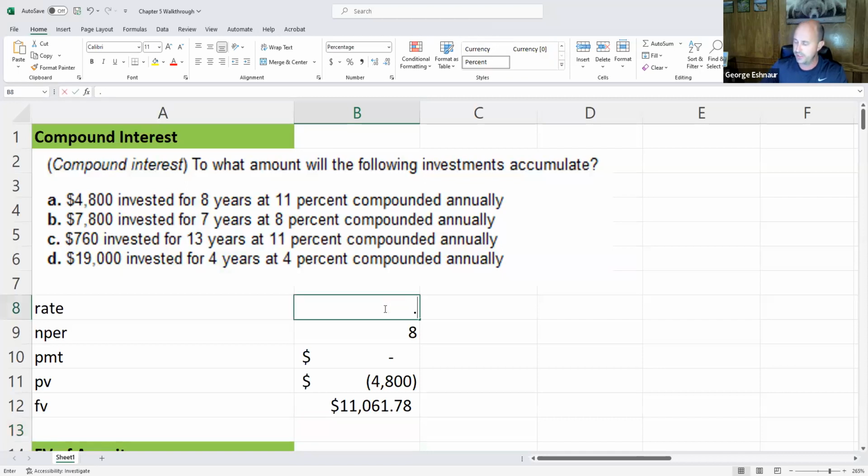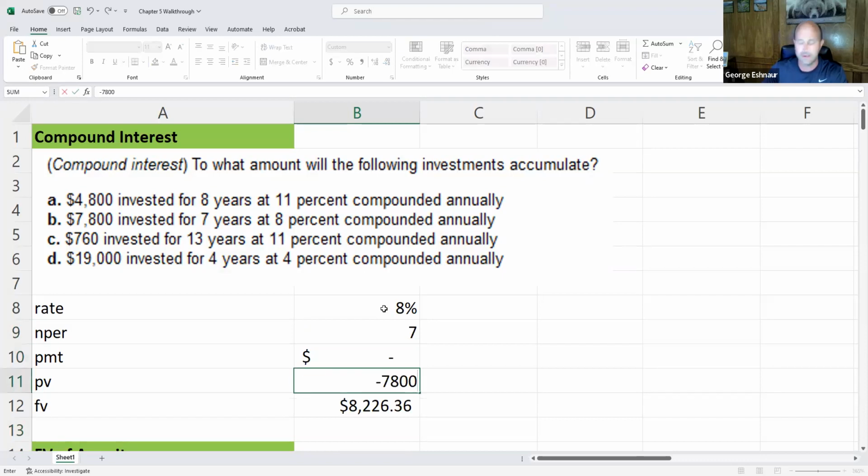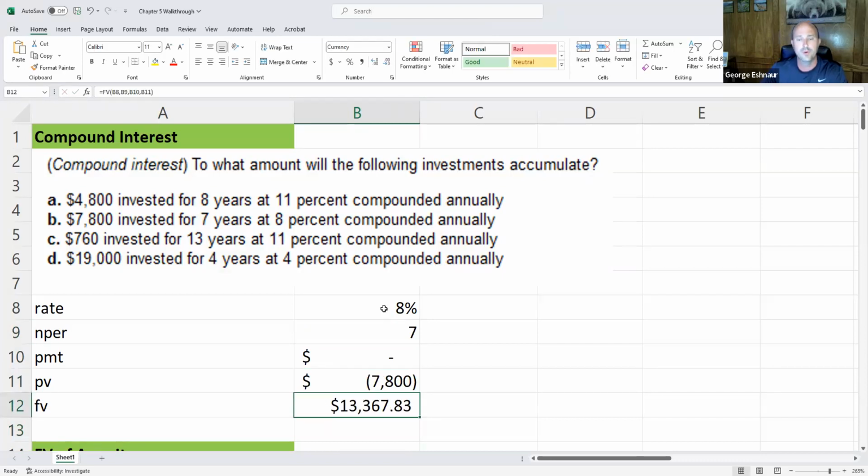So then we change it up and we say, all right, the next one for B is 8% for 7 years. And the initial investment was $7,800. And the formula automatically adapts to what we're doing. So for this question, you can easily go through once this is established, and you can answer A, B, C, and D in a matter of moments. Okay. So that's when we're looking at compounded interest annually.